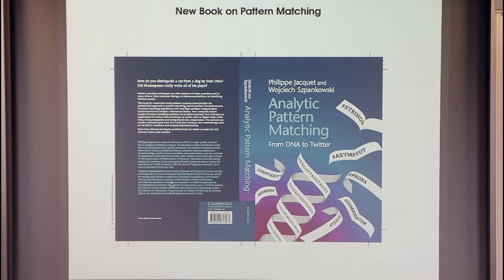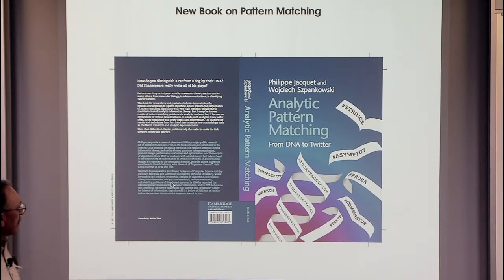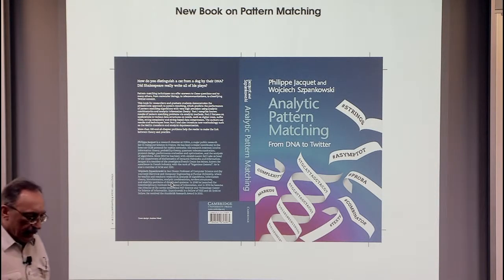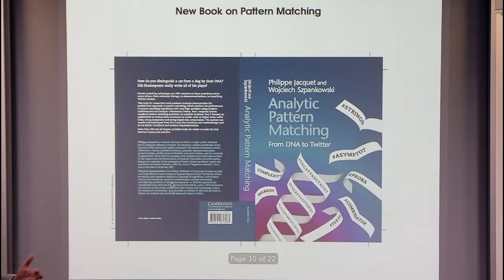So we are just finishing a book with my friend Philippe. It should appear maybe in June, July, maybe on display at ISIT. It is called Analytic Pattern Matching: From DNA to Twitter. I try to give motivation from both of them, with different ideas and different techniques being used. Here is what it covers. First, exact string pattern matching, and I will give you an example of how we do the analysis, trying to explain to you what analytic means here.